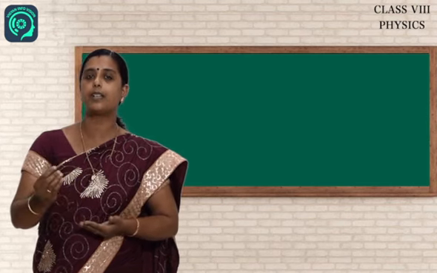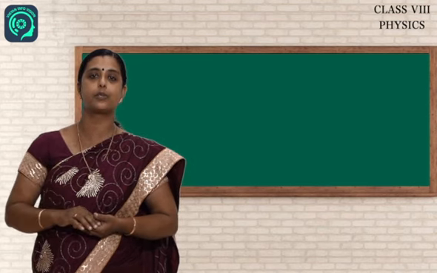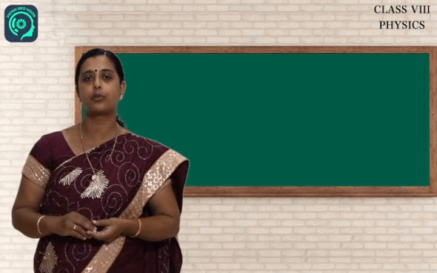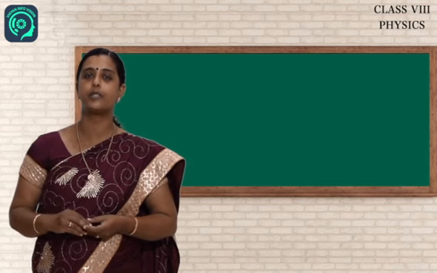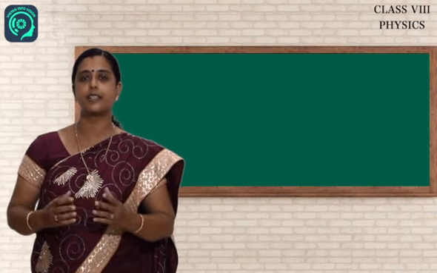At the same time, you might have seen that we sprinkle powder on the carom board. That is also to reduce the friction. In some machines, we make use of air cushions instead of lubricants to reduce friction. I hope you have understood the methods to reduce and increase friction.